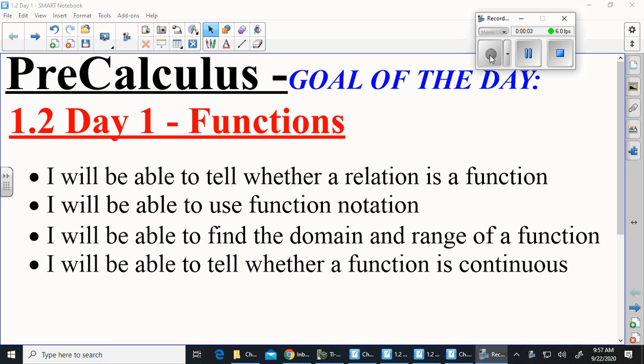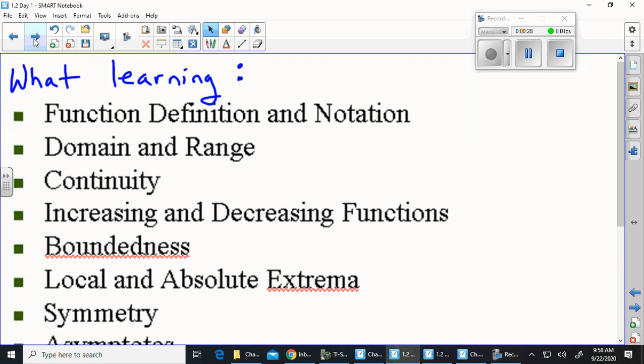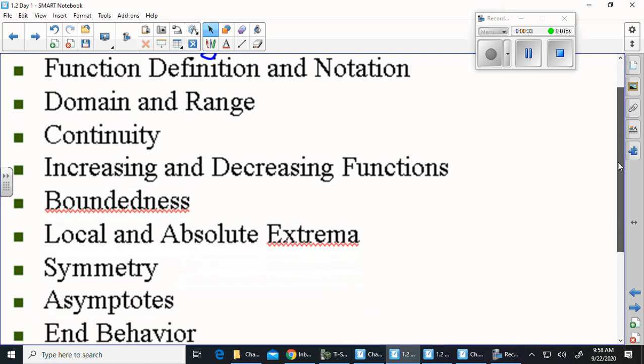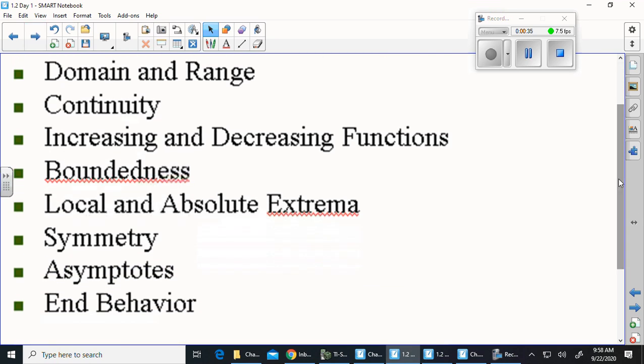Okay, so for the next probably week or so, this section 1.2 we will be going through. Today is just tell whether a relation is a function, use function notation, and find domain and range. What we will be doing in this section, and why it takes so long, is we're going to look at all these things about functions.